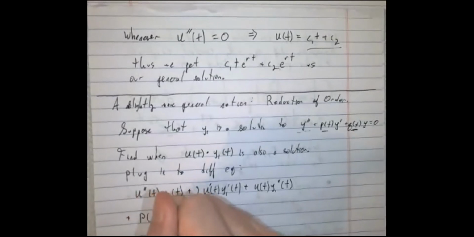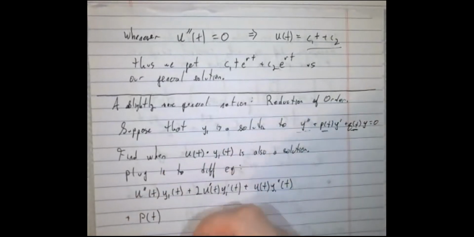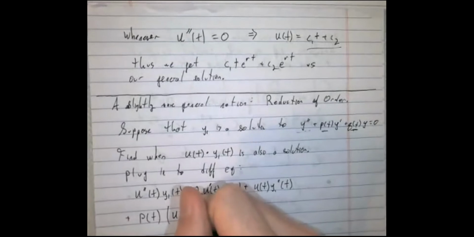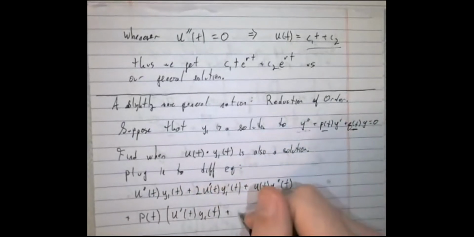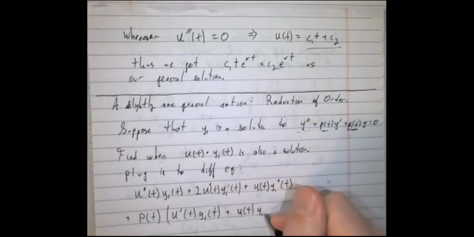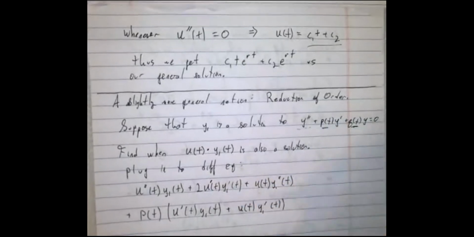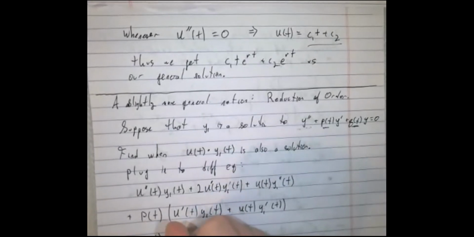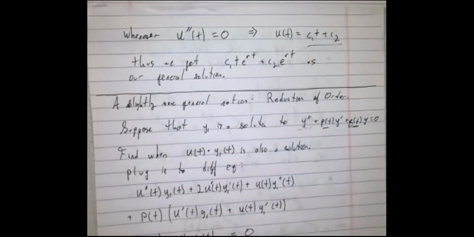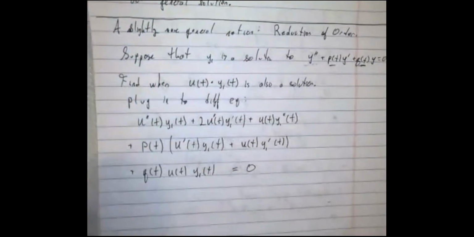Plus p of t times the first derivative of this, which is going to be u prime of t y1 of t plus u of t y1 prime of t, plus q of t times u of t y1 of t. Is everyone happy with this? Probably, because you all know how to take derivatives.